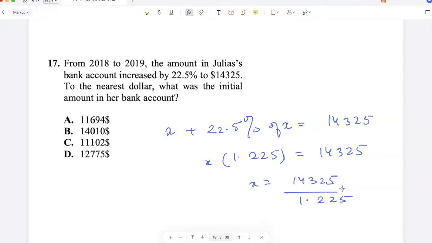14325 divided by 1.225. So that's 11,693. 11,694. Yeah, 693.8. So A.